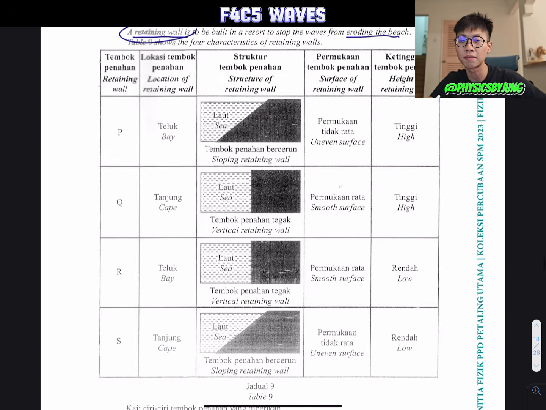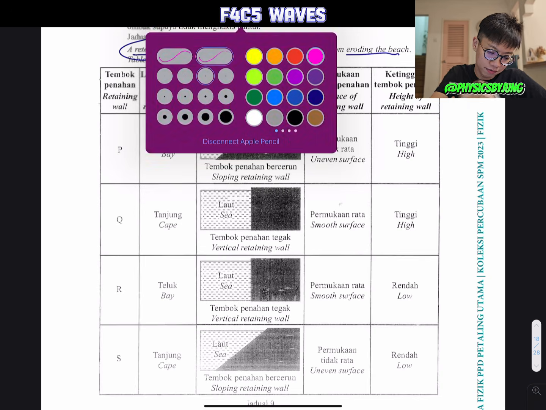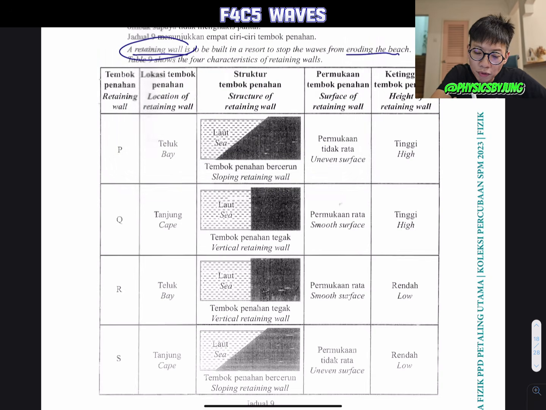Now, in this question, I will give you 10 seconds to decide which is the retaining wall that you want. Alright, so 10 seconds. Okay, time's up. Now, so if I look at this, I will check which is the easiest factor to see first. So obviously, I'm going to look at the height of the retaining wall because obviously, if I want to block the wave, this thing confirm, I want higher the better, right? So a higher retaining wall, tak mau yang rendah.